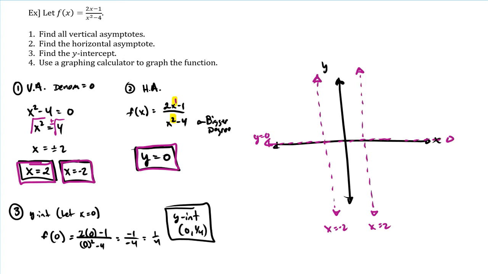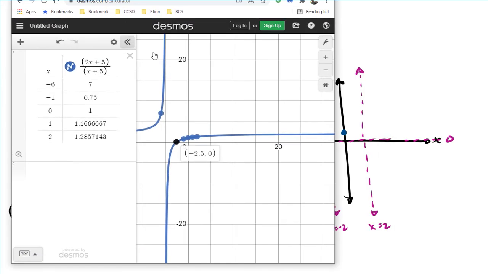Okay, so there's all of our important information. So x equals numbers are vertical lines, y equals a number is a horizontal line. And then our y-intercept we had as 0 and 1/4. So I'm just going to put that there for now, and then we'll label it once I have the final picture. All right, so now is where I want to use my calculator.